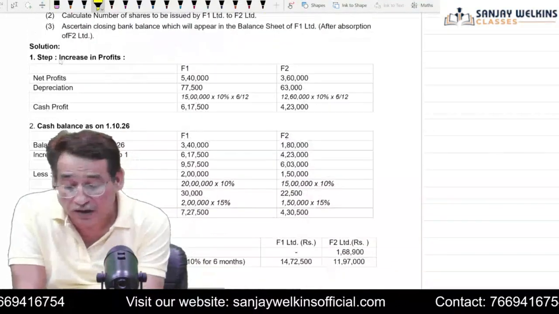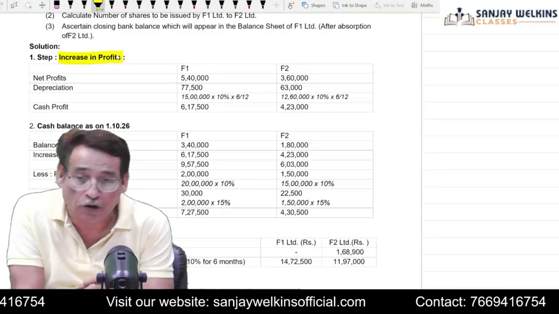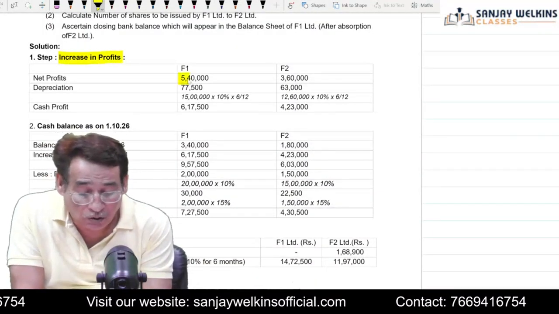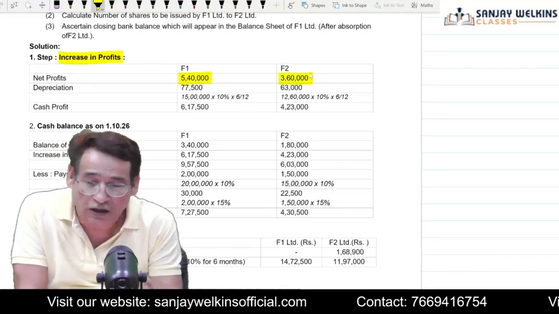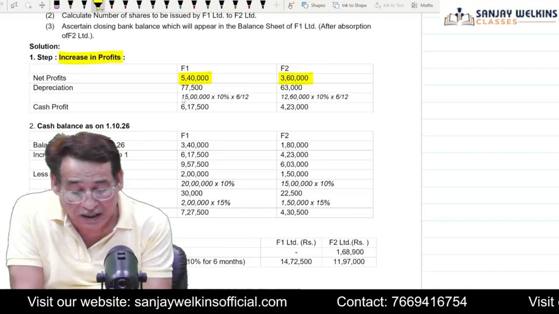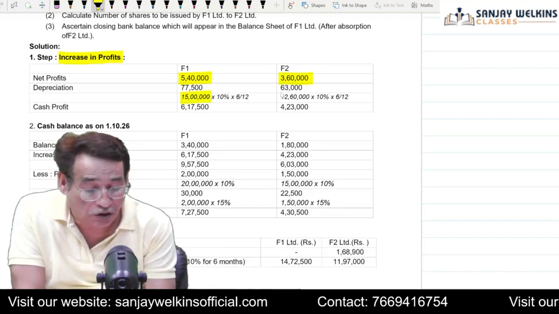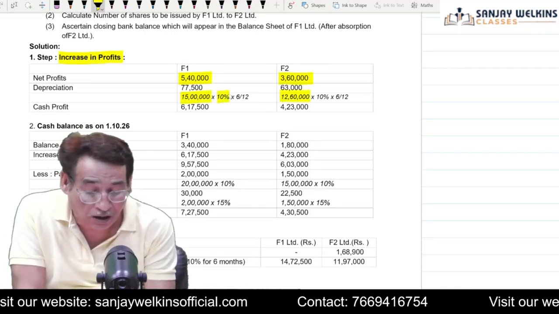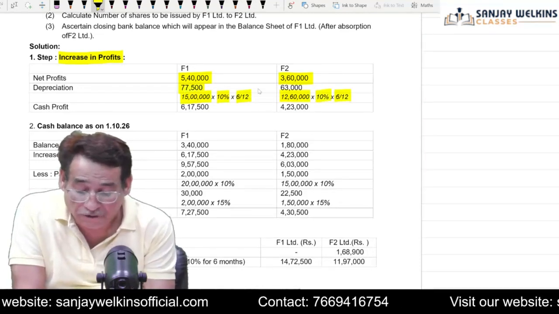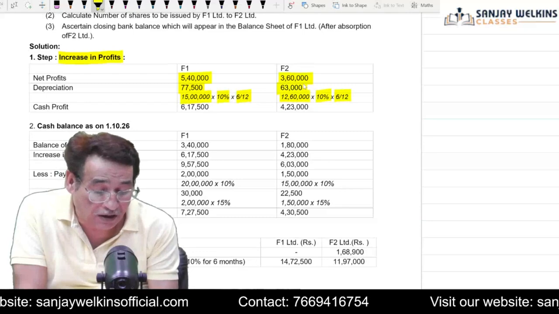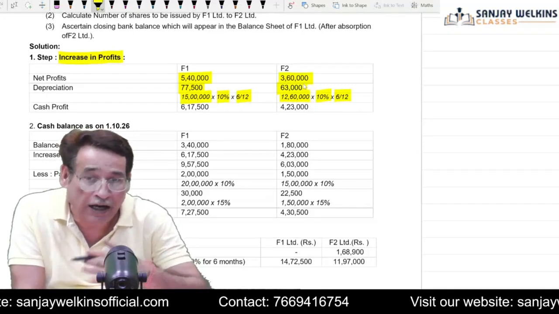See here, the first thing I have written here is the increase in profit. During these 6 months, both the companies made profits of 5,40,000 and 3,60,000. As I told you, I will compute the depreciation on respective assets for 6 months, so into 10% into 6/12. So depreciation is 27,500 and 63,500. I have to add back this.